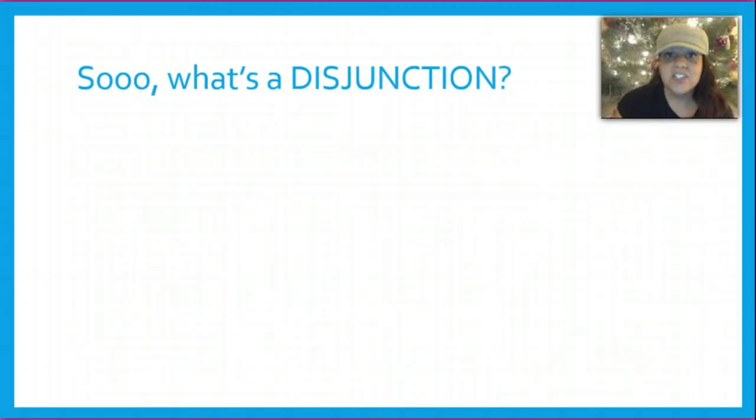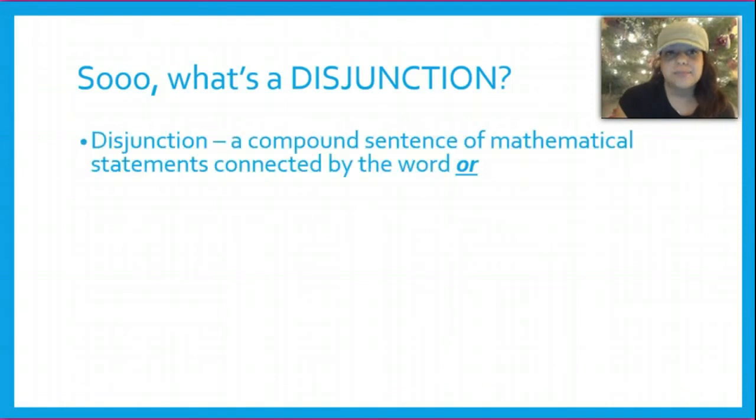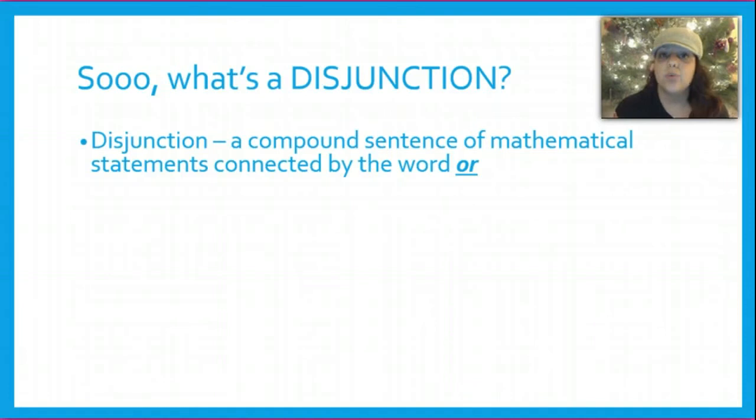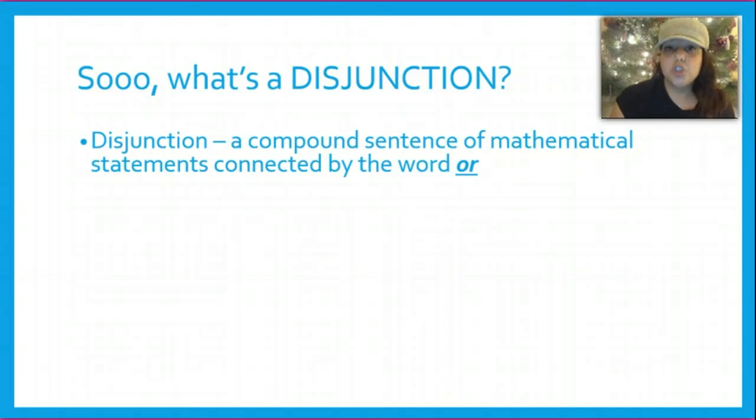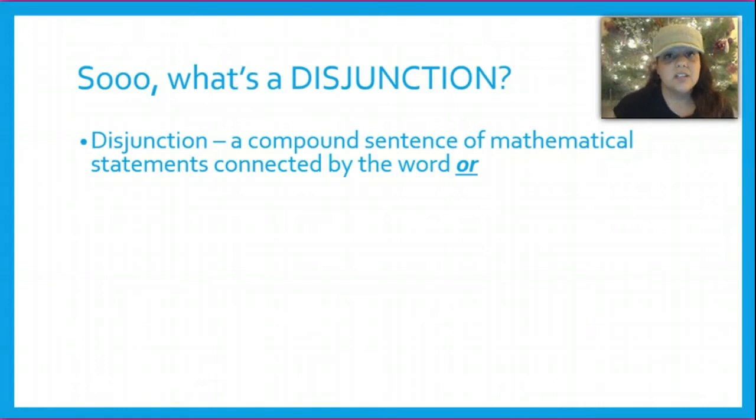What is a disjunction? Well, they kind of sound the same, conjunction, disjunction, and you know what? They're going to be kind of like opposites. A disjunction is going to be a compound sentence of mathematical statements connected by the word or. So instead of connecting by the word and, like a conjunction, disjunctions use the word or. What that means is that the solution can be any one of the statements. It doesn't have to be both of the statements or their intersection. It can be one part of the sentence or it can be the other part of the sentence.